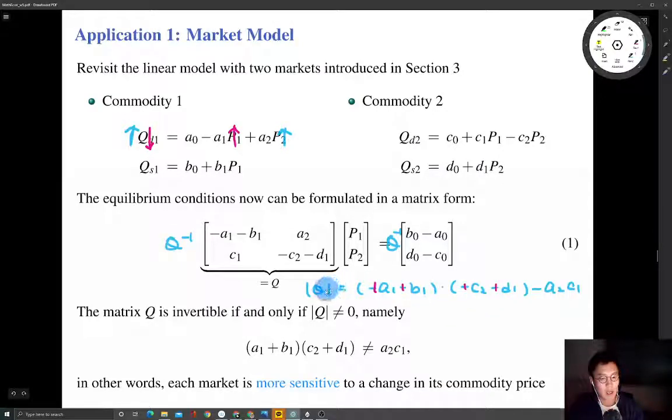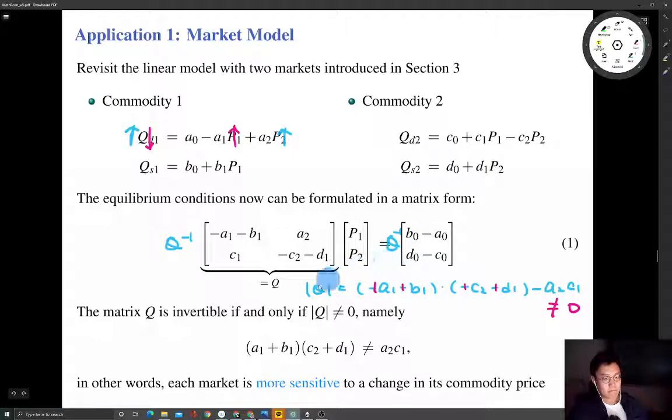And so if this determinant is a non-zero number, then I can say Q is invertible. Actually, this is an equivalent statement: Q becomes invertible if and only if the determinant of Q is a non-zero number. In other words, if the product of these two is not equal to A2 times C1, then we can say Q is invertible. So the equilibrium price in the end can be computed by the product of these two.